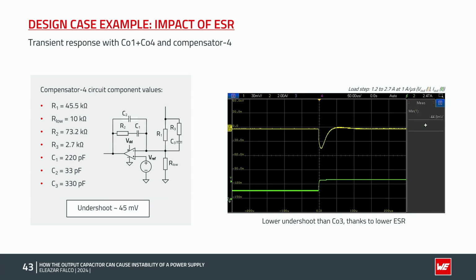And here we have the transient response with the new compensator. We measure an undershoot of around 45 millivolt, which is lower than the 85 millivolt which we measure with the electrolytic capacitor. This is despite having the same capacitance and similar crossover frequency and phase margin in both solutions. The lower ESR of the H-chip polymer capacitor helps to improve the transient response, as we were expecting at the beginning.